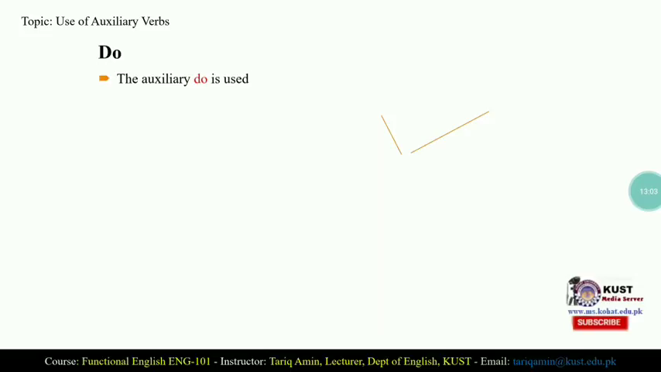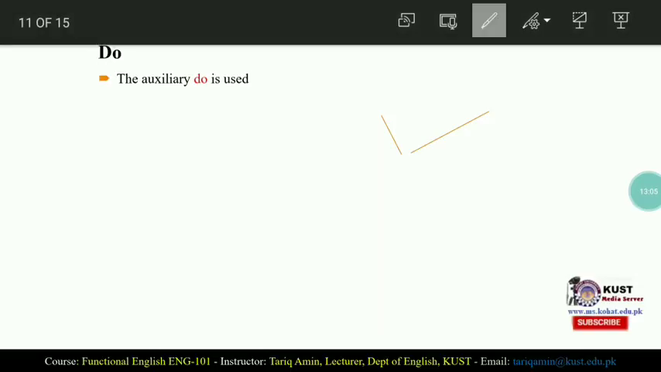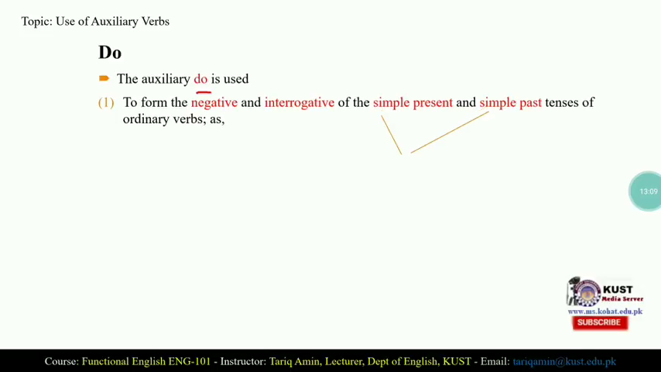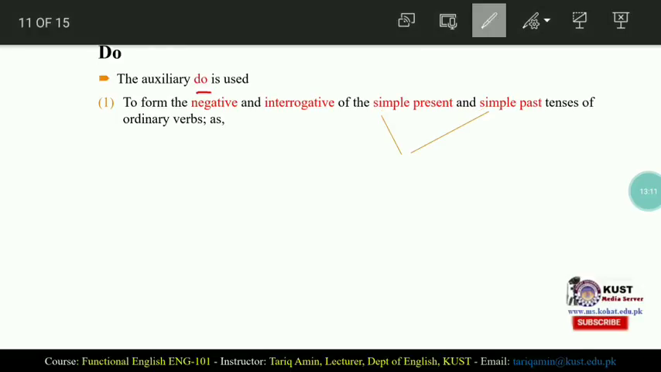The last one is do. The auxiliary do is used to form the negative and interrogative. They are used to form the negative and interrogative of the simple present and simple past tenses of ordinary verbs. They are used to form negatives of simple present and simple past tenses, and they are also used to make negative interrogative of simple present and simple past tenses of the ordinary verbs.